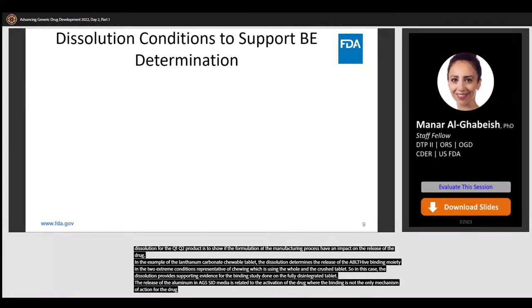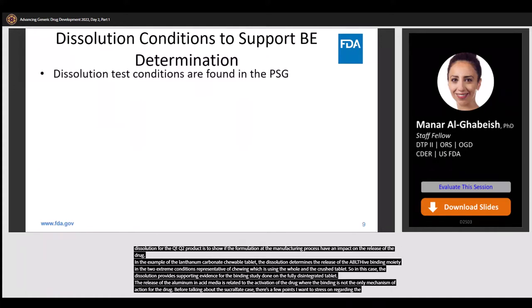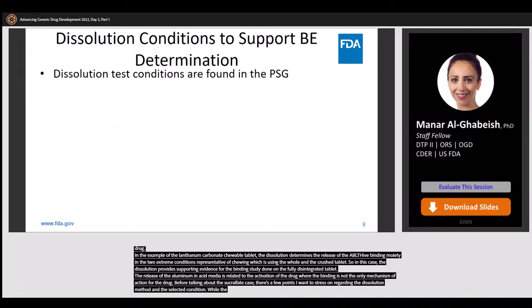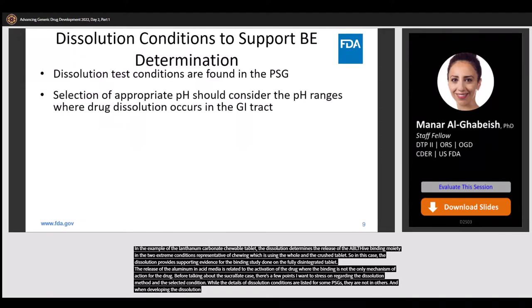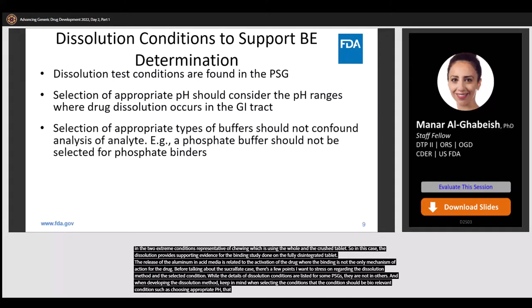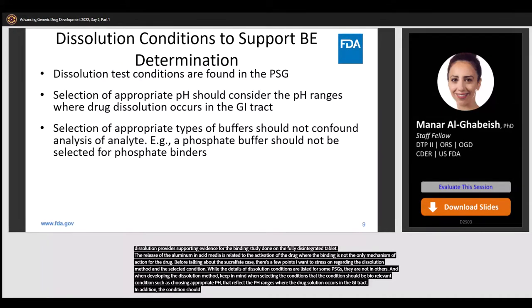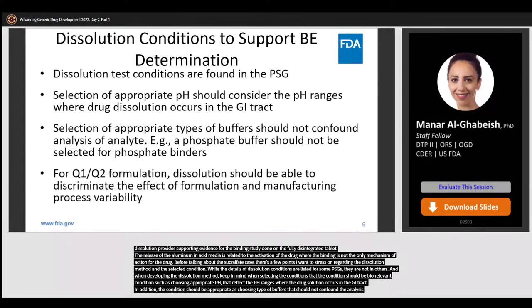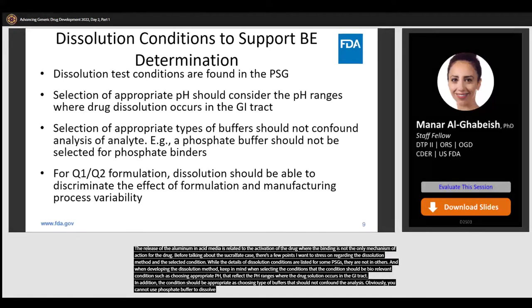Before talking about the sucralfate case, there are a few points I want to stress regarding the dissolution method and the selected conditions. While the details of dissolution conditions are listed for some PSGs, they are not in others. And thus, when developing the dissolution method, keep in mind when selecting the conditions that the condition should be biorelevant, such as choosing an appropriate pH that reflects the pH ranges where the drug dissolution occurs in the GI tract. In addition, the condition should be analyte appropriate, such as choosing types of buffers that should not confound analysis of the analyte. Obviously, you cannot use phosphate buffer to dissolve phosphate binders. Lastly, for Q1 and Q2 formulation, the dissolution should be able to discriminate the effect of formulation and manufacturing process variability.